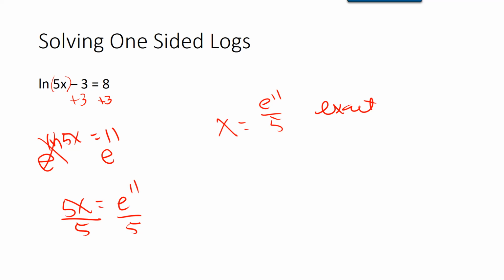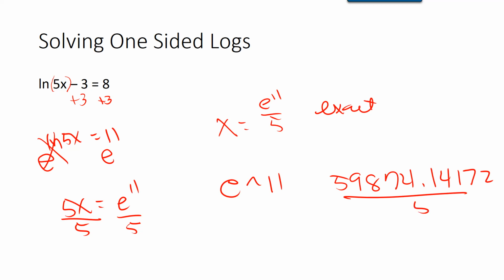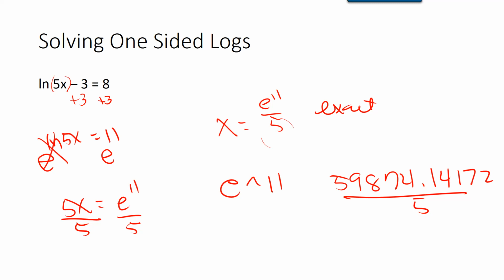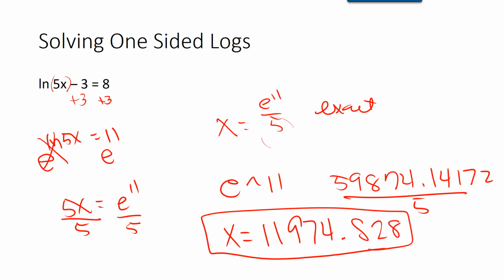So in our calculator, we are going to do e to the 11th. Might look like that depending on the calculator you have. E to the 11th is 59874.14172, and we're going to divide that by that 5. Divide that by that 5, and we end up getting x equals 11,974.828, rounded to 3 decimal places. So that would be the value we're looking for.